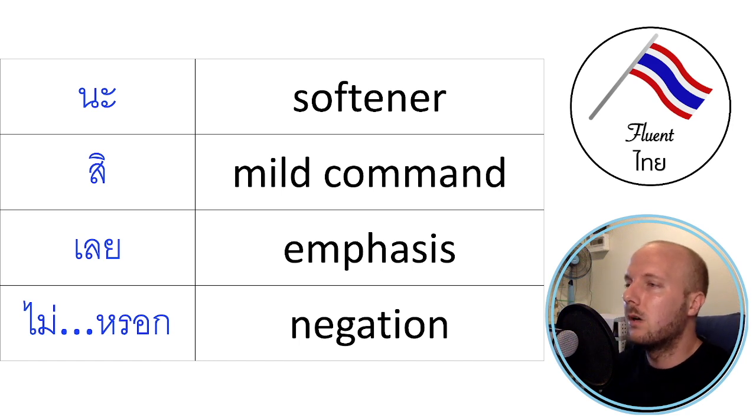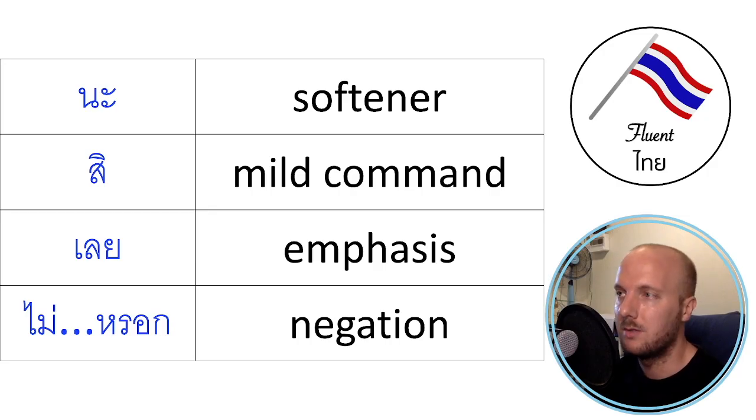Okay, so let's summarize. For these 4 main mood particles, you're going to be learning way more in a future course, but I just want to go through 4 common basic ones. So na is a softener. This is a very condensed summary. Si would be a mild command. เลย is for emphasis, and ไม่หรอก is for negation or soft negation.